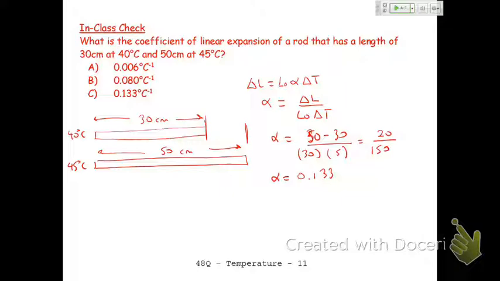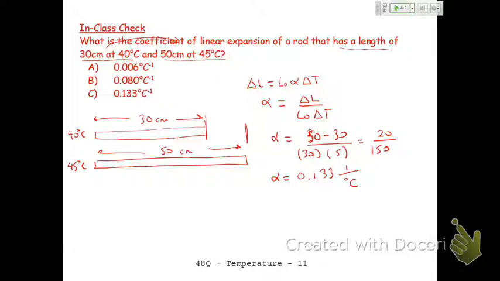Units. Look at your equation. Tell me what the units will be. Yep. It's going to be 1 over degree C. Yes. So how do we know the initial length is? Because it says it has a length of 30 at 40 and 50 at 45. I'm going from there to there.